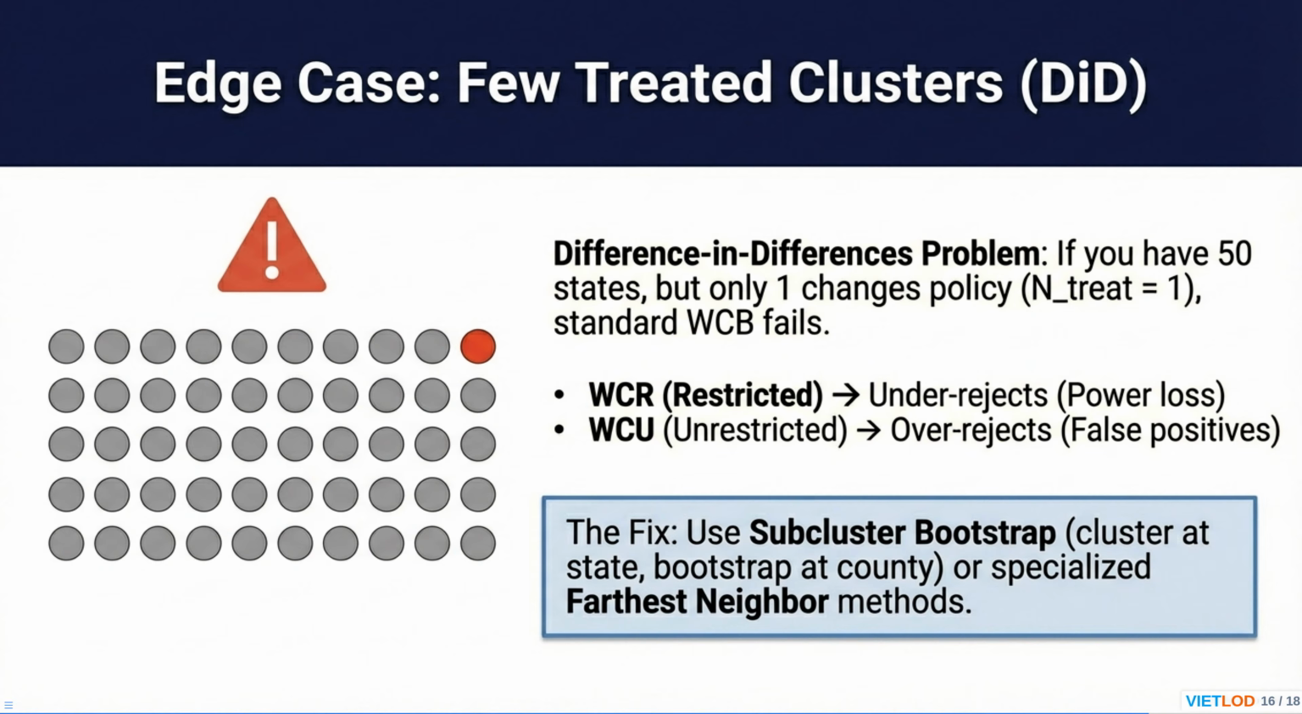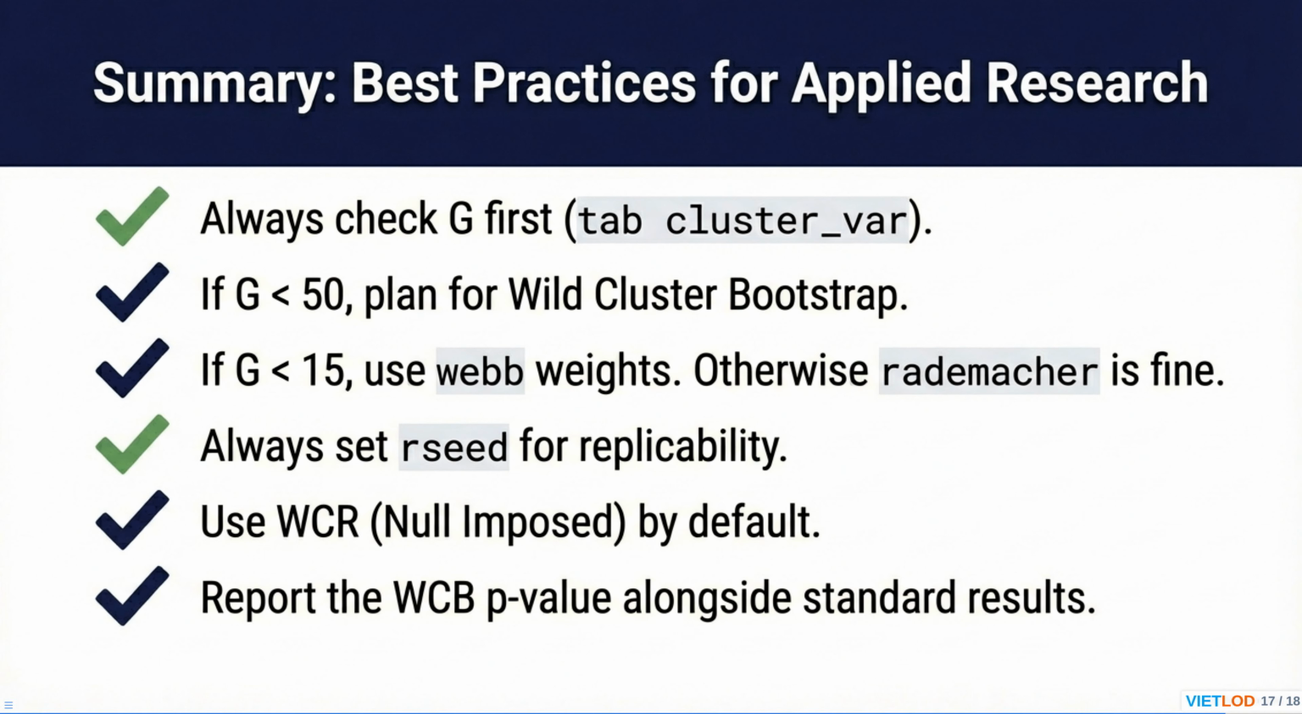First, always begin by checking the number of clusters, denoted as G. A simple tabulation of your clustering variable will give you this crucial information. If G is less than 50, you should actively plan to employ the Wild Cluster Bootstrap for robust inference. When G is particularly small, specifically less than 15, it is essential to use Webb weights for your bootstrap. For larger G values, between 15 and 50, the default Rademacher weights will suffice.